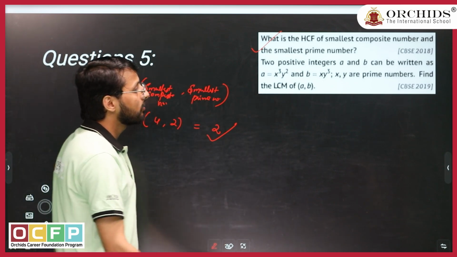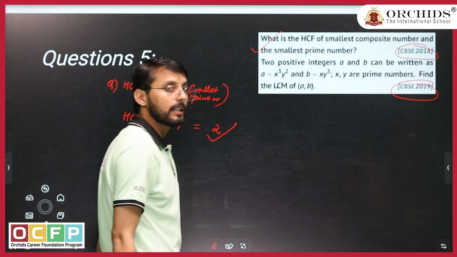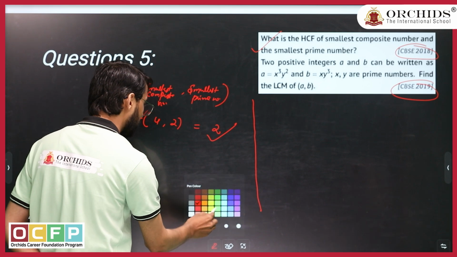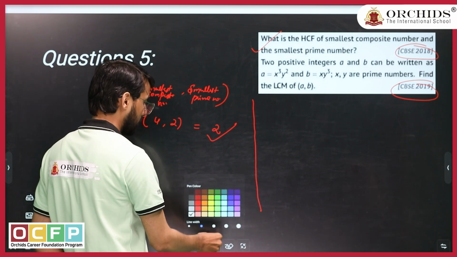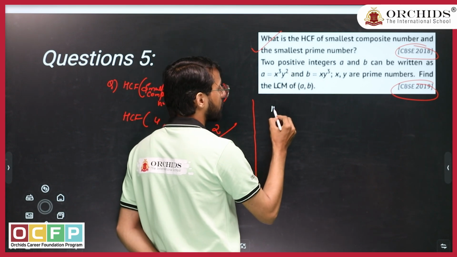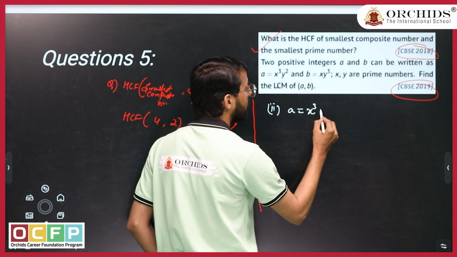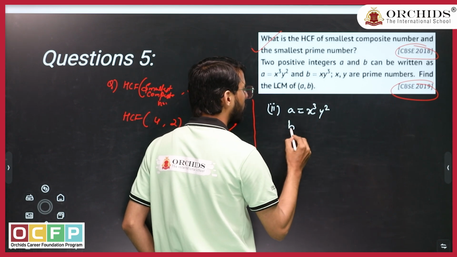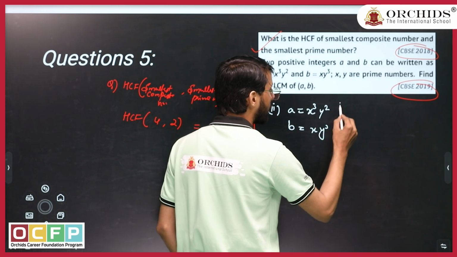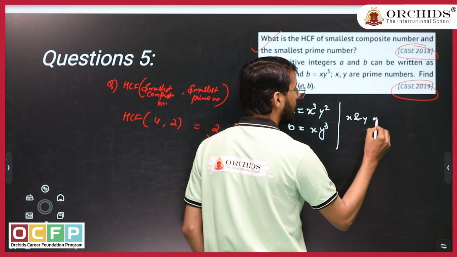Read the second question which they have asked in CBSE 2019. Previous was 2018. This also has a very good application of real numbers, where they have asked that two integers are there, where the value of a they have given as x cube y square, and the value of b they have given as x into y cube. One more important property they have given, that x and y are prime.